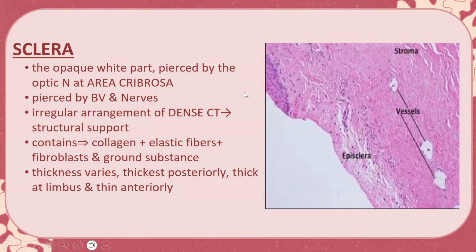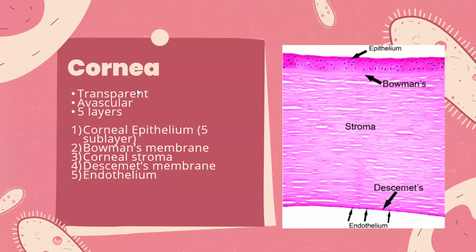Now we finished the sclera. What we have as part of the fibrous layer of the eye is the cornea. The cornea is made out of 5 layers, and each layer can have a sublayer, if you will. The 5 layers are the corneal epithelium, and then the Bowman's membrane, which is between the epithelium and the stroma and is an acellular layer. And then we have the stroma, and then the endothelium. Between the stroma and the endothelium is Descemet's membrane.